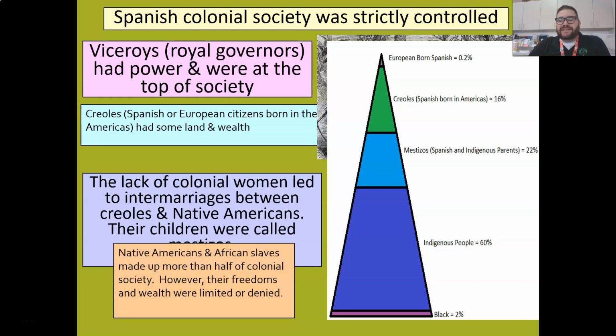And then Native Americans and African American slaves made up more than half of the colonial society. However, their freedoms and wealth were incredibly and negatively limited and denied. So a majority of those living within Spanish colonies had little to no rights whatsoever.